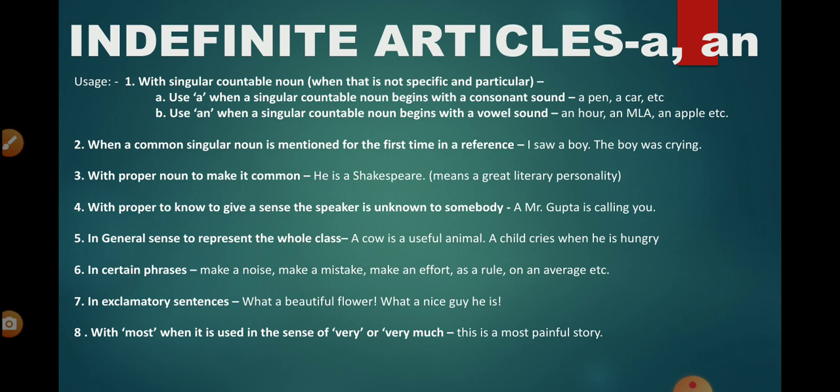Next, the last one, with most, when it is used in the sense of very or very much. This is a most painful story. Students, as per rule, most is a superlative degree and it must be followed by a definite article. But here, this superlative degree is giving the sense of very or very much. So that's why we use an indefinite article here. So these were all the rules for the indefinite article. Likewise for the definite, you must practice these rules and learn them as well.